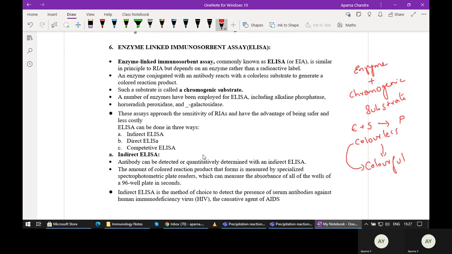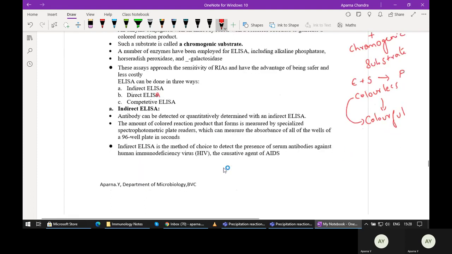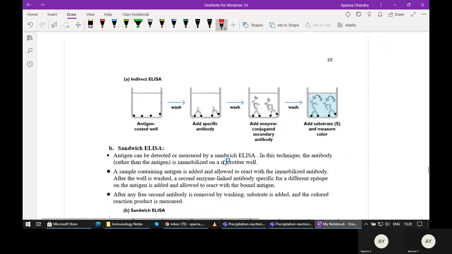Coming to the ELISAs, there are three types of ELISAs that are done. One is indirect ELISA, second one is direct ELISA, and the third one is competitive ELISA. Remember: indirect ELISA, direct ELISA, and competitive ELISA. Now, first one, see, this is the indirect ELISA.